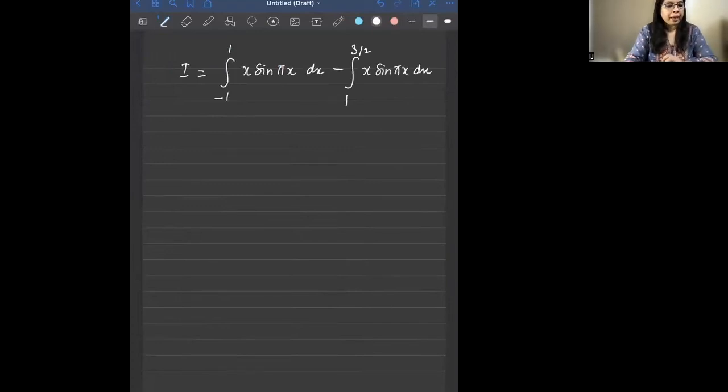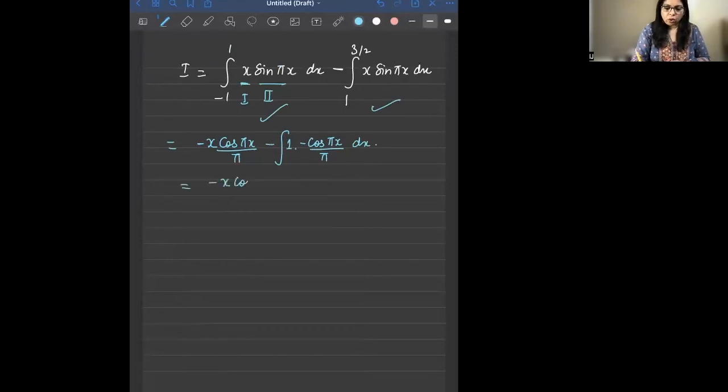Now x sin pi x is done by using by parts. So by parts mein this is first function, this is second function. So basically we get first function into integral of second function, which is minus cos pi x upon pi minus integral of derivative of first function, which is 1 into integral of second function minus cos pi x upon pi dx. So let us simplify this, then we will write the terms in their respective integrals.